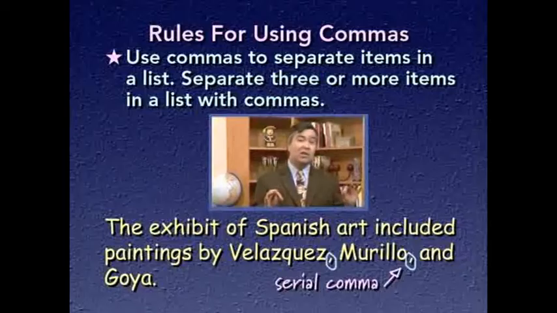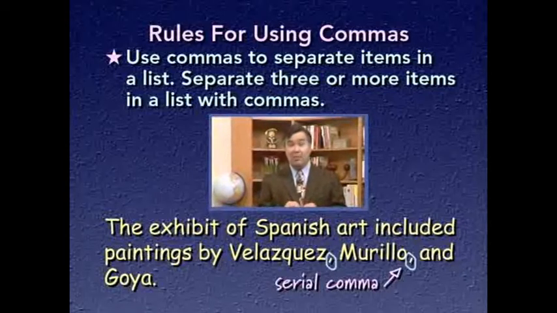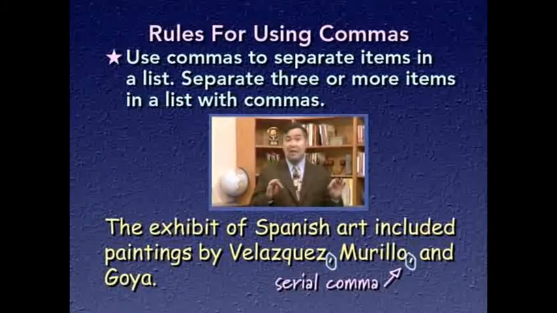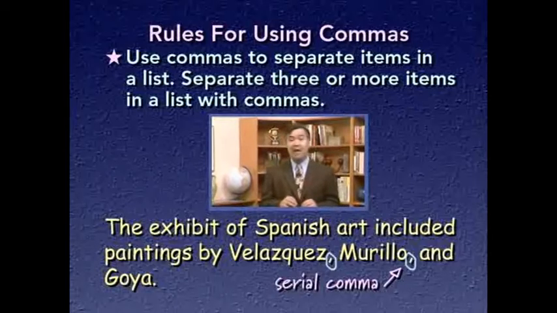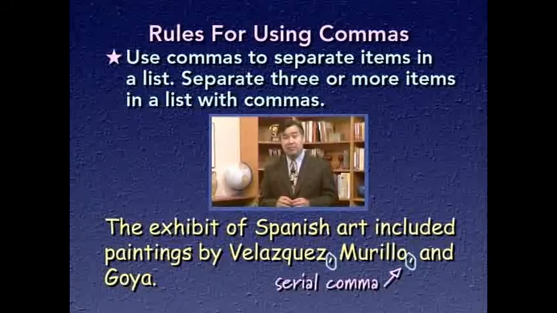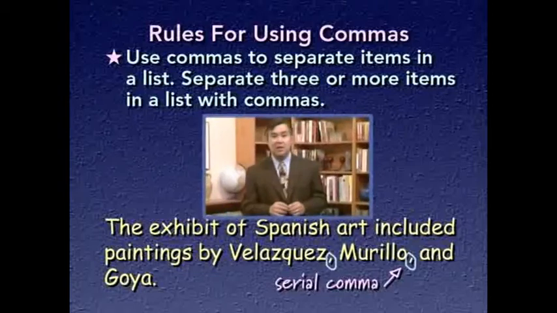I think it adds just a little bit of clarity to the sentence, but you wouldn't be wrong if you omitted it. However, the comma after Velázquez earlier in the list is absolutely essential. So use commas to separate items in a list. The final comma, the serial comma, may or may not be inserted. That's your choice. Here's a slightly different kind of list that also requires commas.